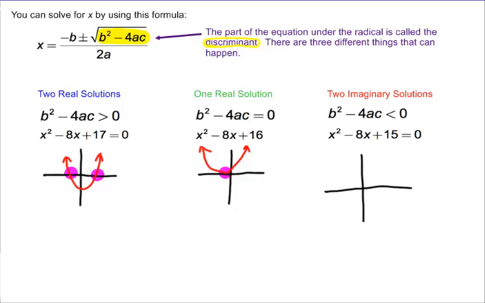What's an imaginary solution mean? Well, it means we don't cross the x-axis at all. So we have a graph that looks like this. And notice that on this particular graph, there's nowhere that my graph touches the x-axis. So when that happens, I have imaginary solutions.